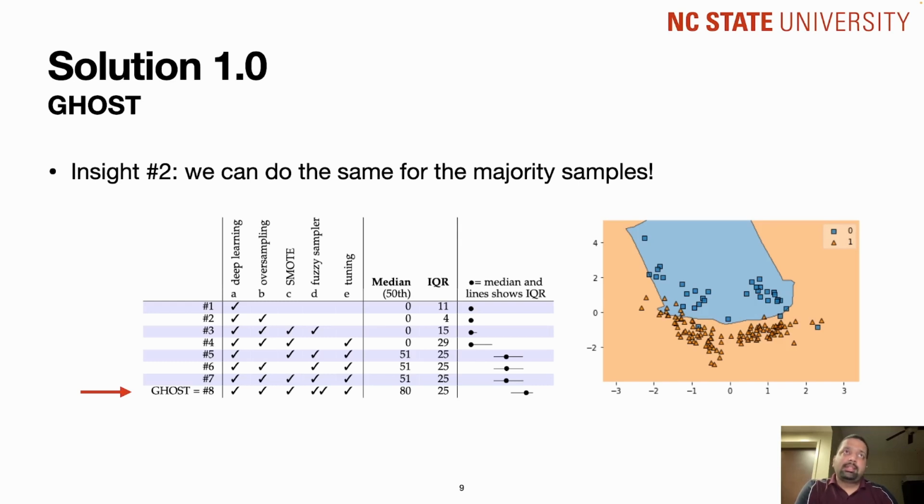This causes a class imbalance, so we use SMOTE and oversample and weighted loss function to cure that. And we use hyperparameter optimization to find a good configuration for the deep learner. This yields our excellent results, which are a median F1 score of 80%, and a healthy IQR. This system we're calling GOES, and it yields the state-of-the-art results for defect prediction.